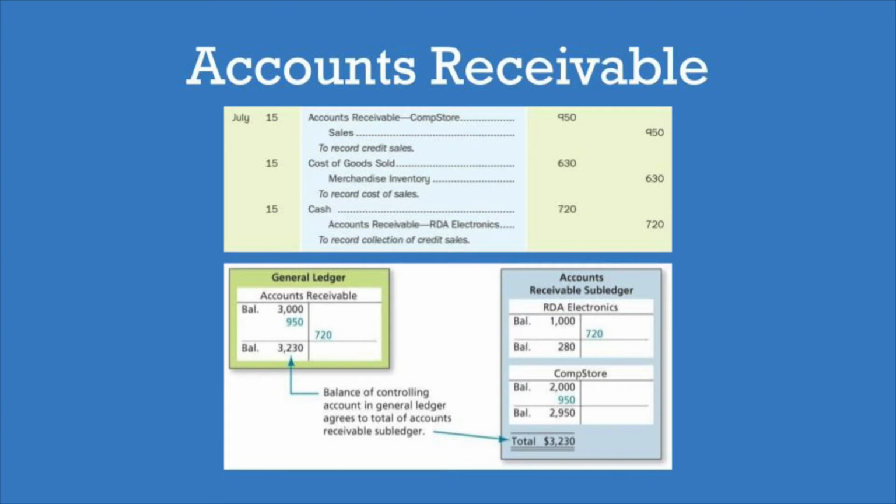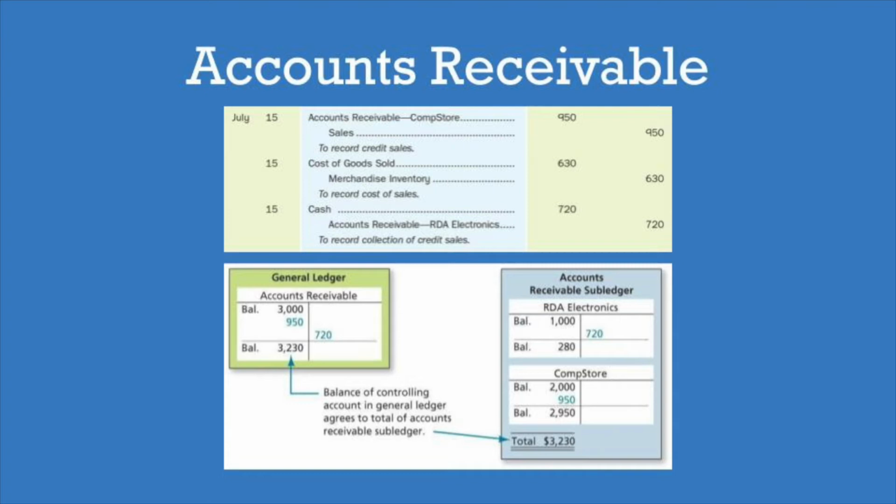Let's also assume that on July 15th, another company came in and actually paid their bill to us. So RDA Electronics had an outstanding amount owing to us. In other words, they owed us money. So they came in on the 15th of July. They gave us $720 cash, and we reduced the accounts receivable from them that we had recorded by $720.